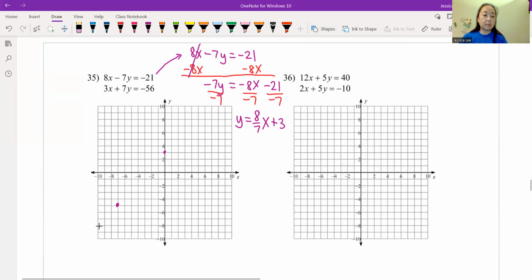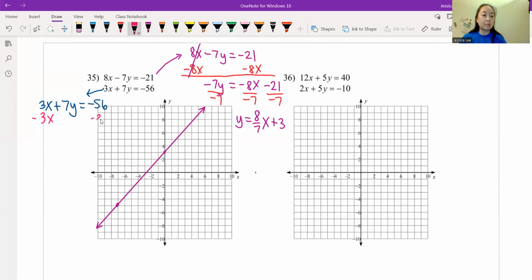Let's draw our line. Ooh, look at that, not that. Right, there we go. And then let's try the second one. Let's make it blue. I'm going to just write this on the left-hand side right here. So 3x plus 7y is equal to negative 56. Again, the steps are always the same. It does not change. Okay, so we're just going to subtract 3x on both sides.